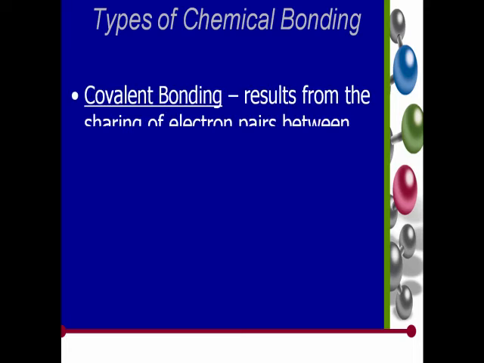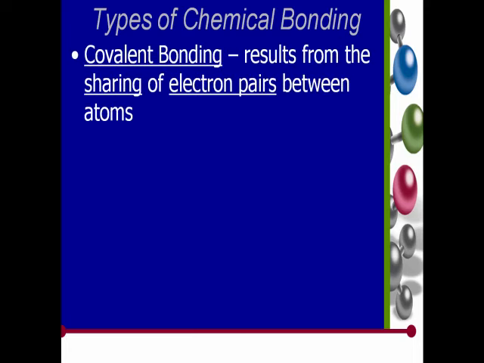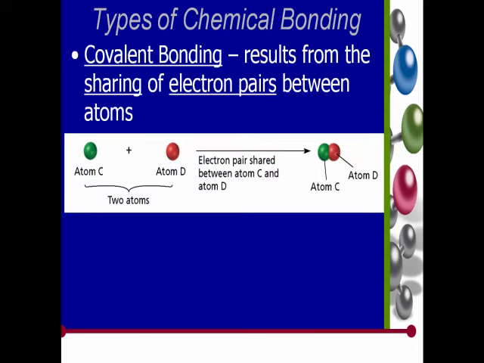A covalent bond is defined as a sharing of electron pairs between atoms. This is different from ionic bonds, where in an ionic bond you have a transfer of electrons, where a metal gives up its electrons to a nonmetal. In covalent bonding, we have two nonmetals that share electron pairs. So for example, here we have atom C and atom D, and they share a pair of electrons. This makes a molecule. Again, different from an ionic bond where you form a crystalline lattice.